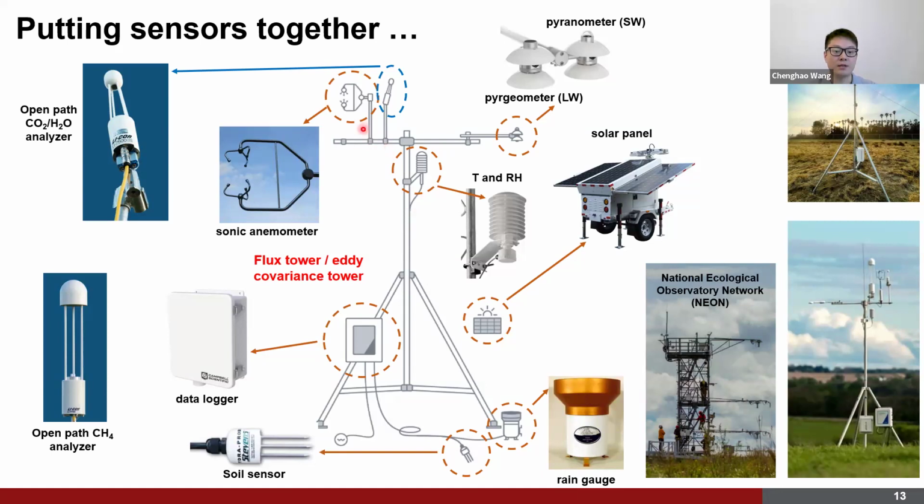And one thing you might notice is that here, in addition to the sonic anemometer, we also have this unique structure. This one is an open path carbon dioxide and/or water vapor analyzer, which can be used to measure carbon dioxide concentration and water vapor concentration. And when we combine these two sensors, we can derive the latent heat flux and also the carbon dioxide exchange between the land surface and the atmosphere above.